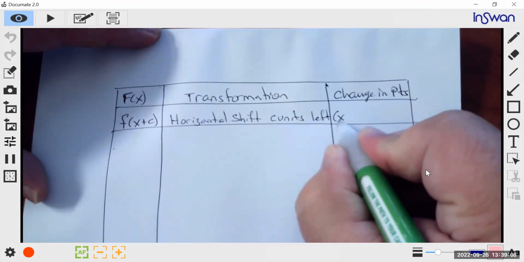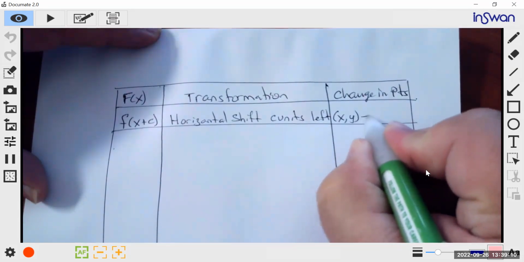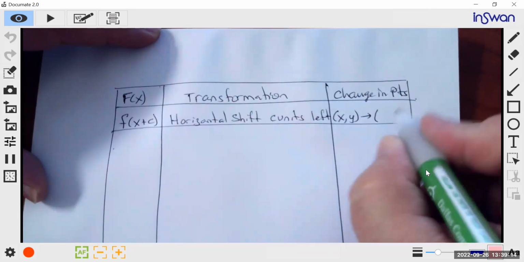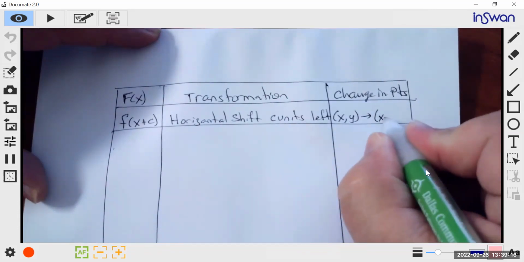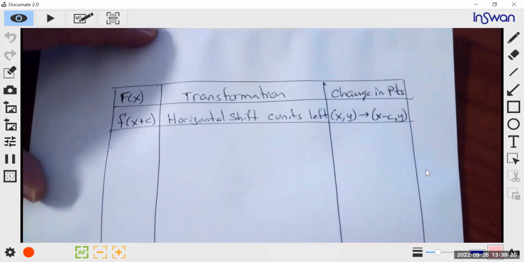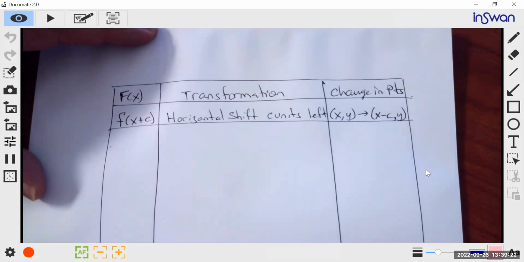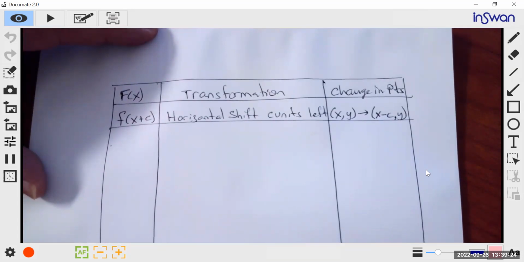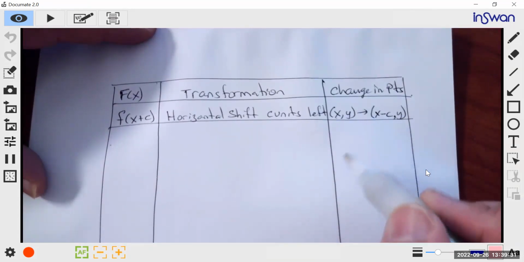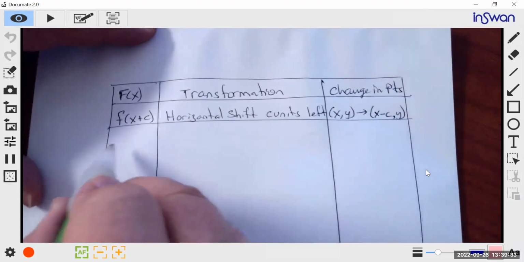In other words, what this means is if my original points were that, the new points are going to be x minus c, y. Because wherever my original points were, I have to go to the left, those many points.